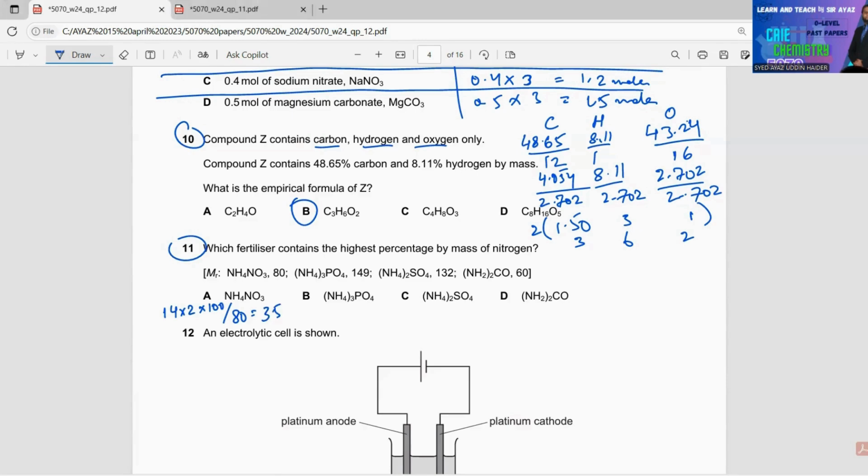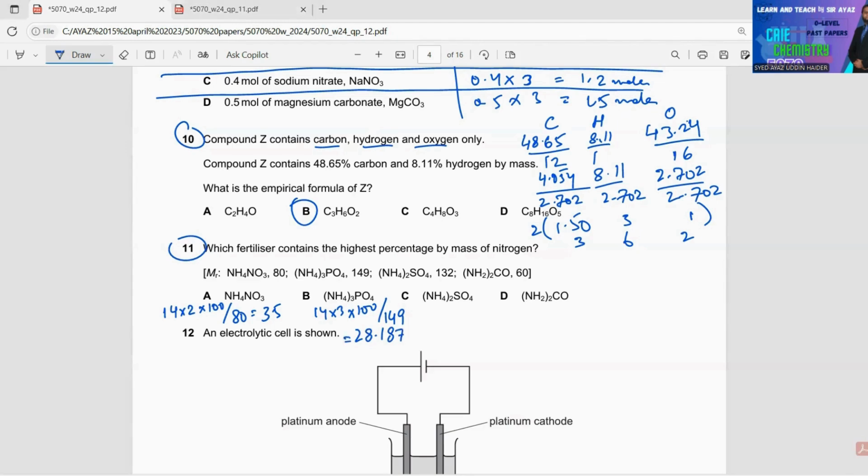35% for NH4NO3. For (NH4)3PO4, we need to multiply 14 by 3, then multiply it by 100 and divide by 149. So 14 into 3 into 100 divided by 149 is 28.187.